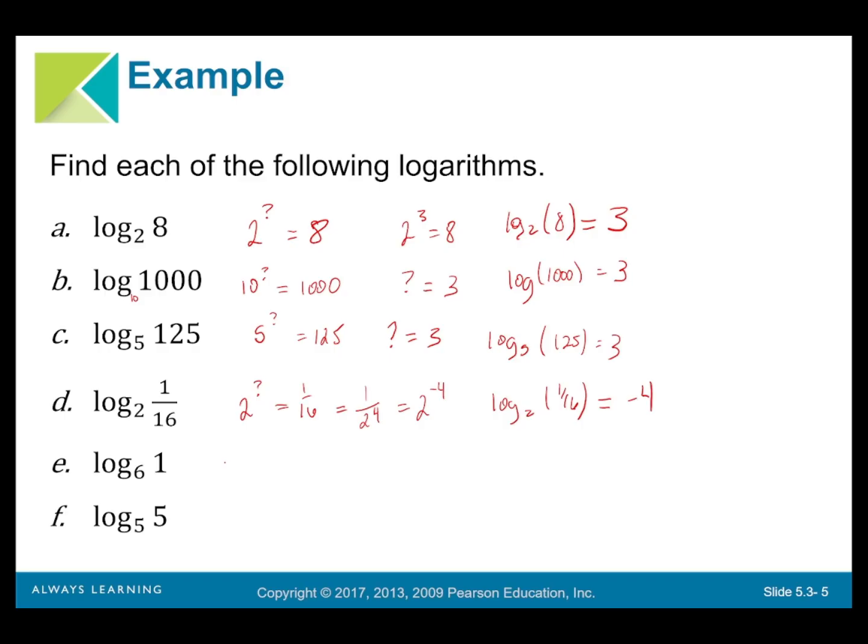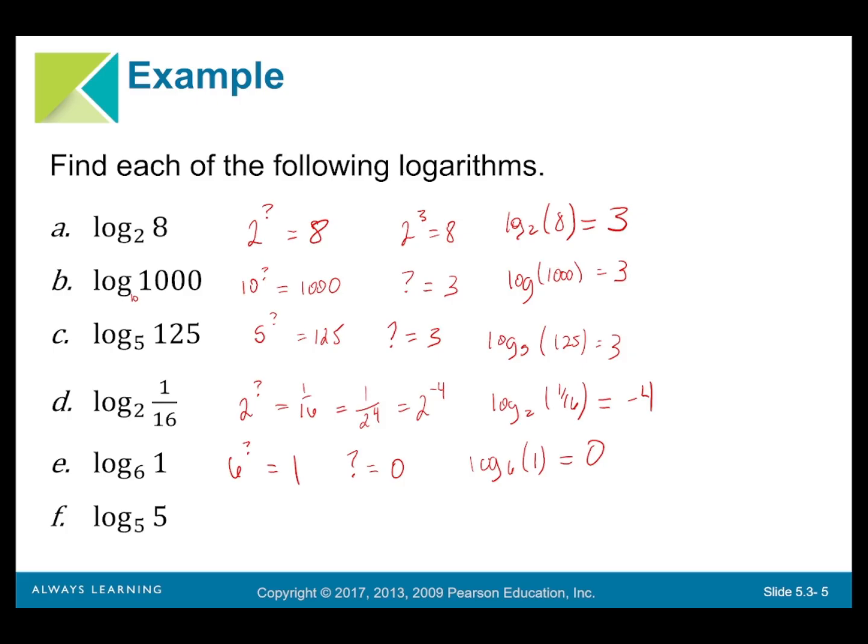Now let's move on to the next one. My base here is 6, so 6 to the something equals 1. And here, hopefully you might be digging deep, but you remember with our exponent rules, anything to the 0 power gives us 1. So that tells me this question mark equals 0. In other words, I could say log base 6 of 1 equals 0. Again, solving for the exponent.